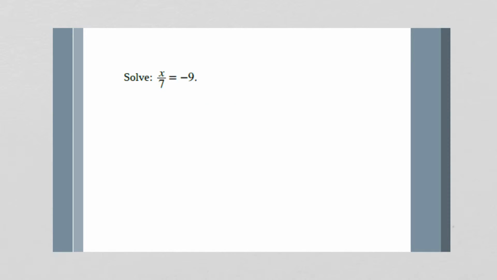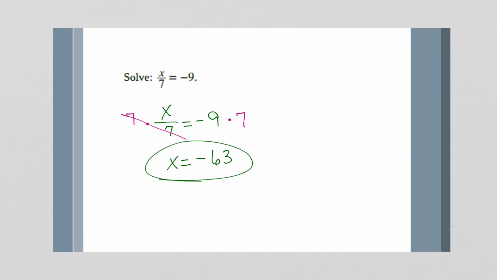Okay, so what does this problem say? It says x divided by 7. That's what that fraction bar means. It means x divided by 7 equals -9. So what's the inverse operation or the opposite operation of division? It's multiplication. So I want to multiply both sides by 7. You have to show this step. So this right here cancels those guys out. That's good. So you're left with x is equal to, what's -9 times 7? It's -63. So this is your final answer here.